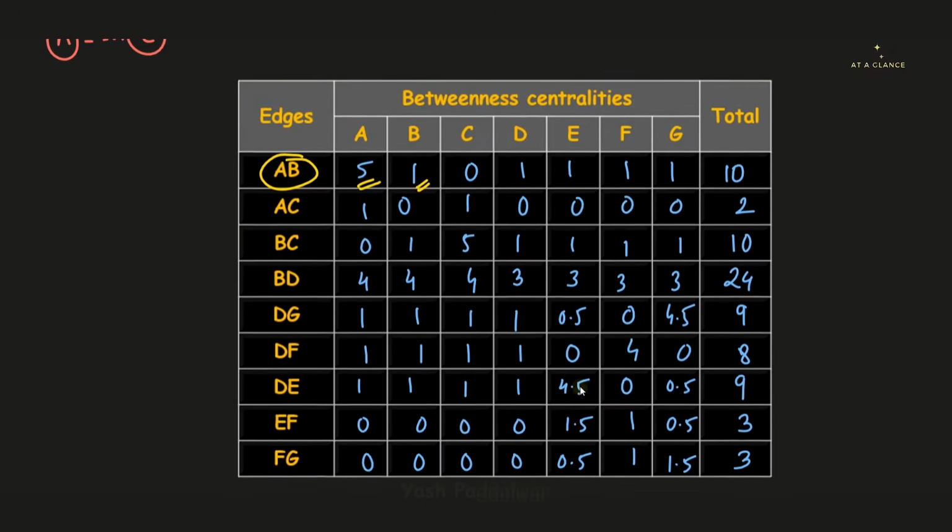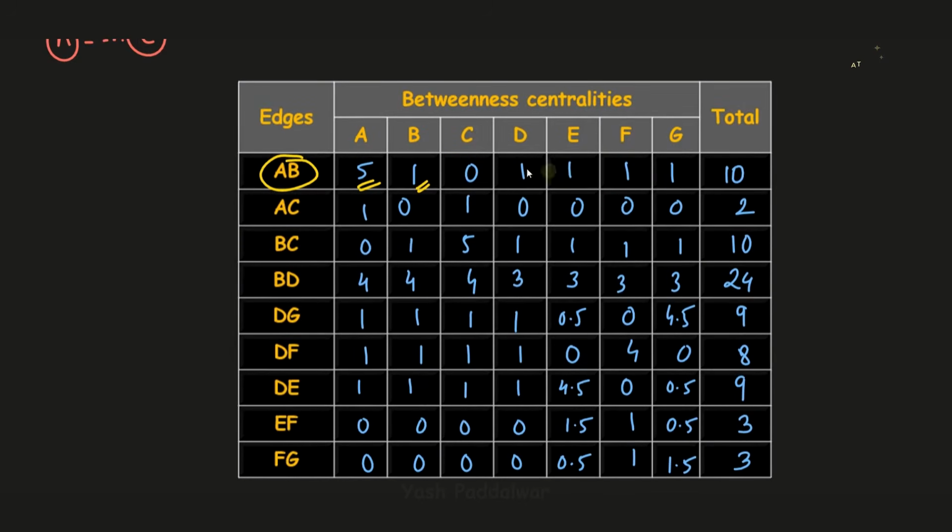And once we do that, then we have to sum up the rows. So over here you can see 5 plus 1 plus 0 plus 1 plus 1 plus 1. This gives us 10. So the summed up edge betweenness centrality of the edge AB is 10. Similarly, for AC it is 2, for BC it is 10, and so on. So this we have to calculate.